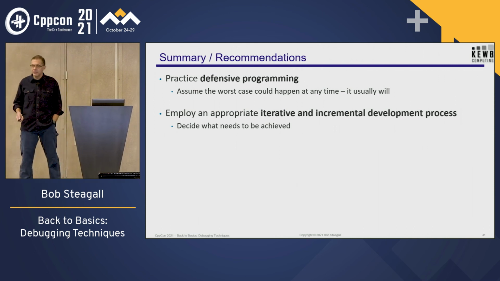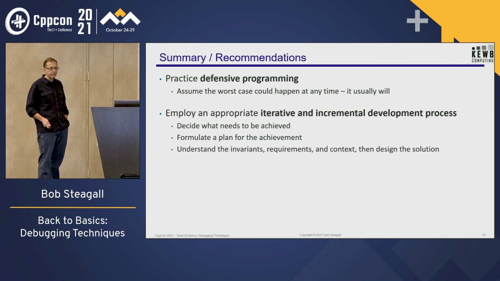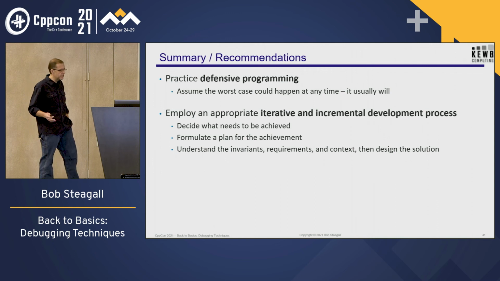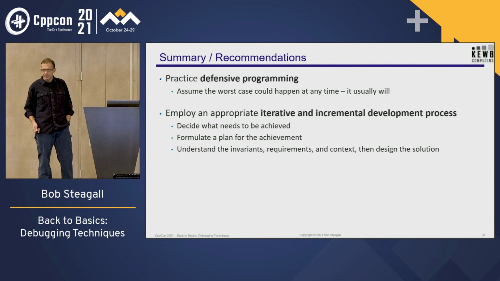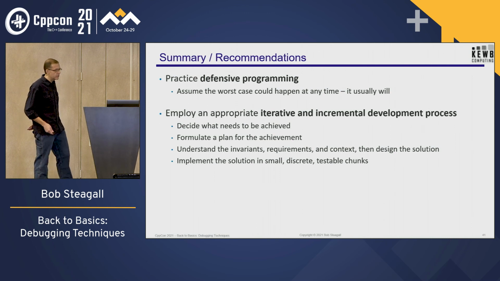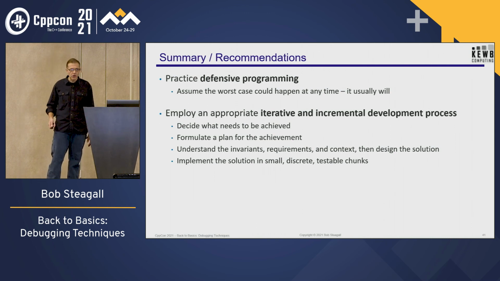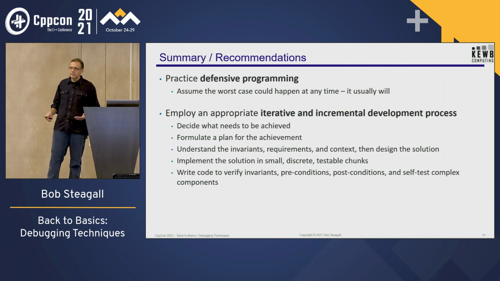Decide what it is that needs to be achieved. And here I'm talking about writing new code. Formulate a plan for achieving that thing. Understand the invariants, the requirements, preconditions, postconditions, context, and then design a solution. You don't have to design it down to the nth detail, but design it enough so you can reasonably start implementing it. Implement that solution in small, discrete, testable chunks. Write code that verifies your invariants, checks your pre- and post-conditions, and for complex components, write a self-test.